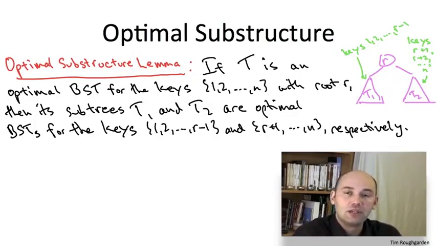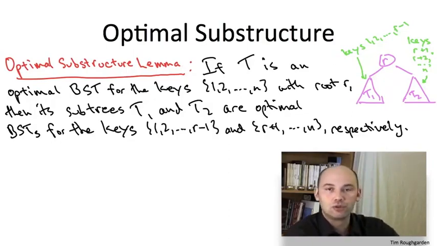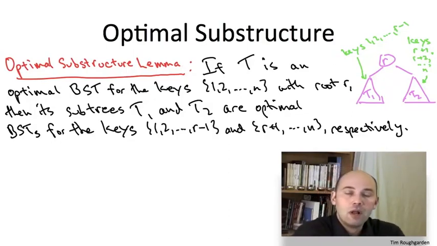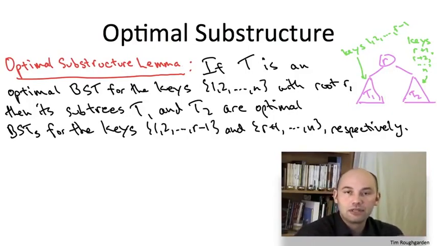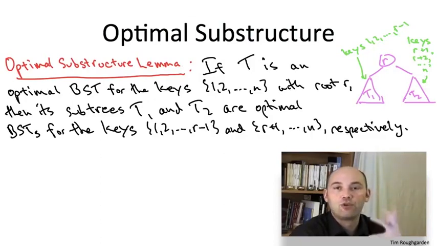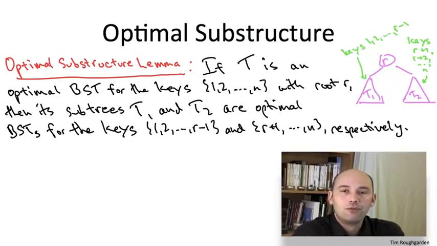T1 has to contain the keys 1 through r minus 1. As usual, we're assuming these are in sorted order. Whereas the right subtree T2 has to contain exactly the keys r plus 1 through n. Moreover, T1 and T2 are in their own right valid search trees for these two sets of keys. And finally, and this is what we proved in the last video, they're optimal for their respective subproblems. T1 is optimal for keys 1 through r minus 1 and the corresponding weights or probabilities, and T2 is optimal for r plus 1 through n and their corresponding frequencies.